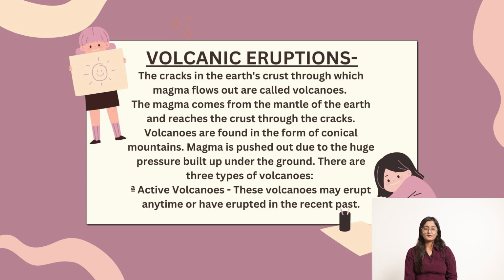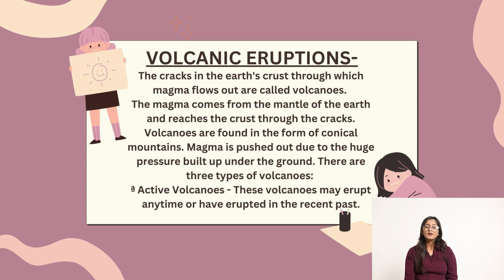Volcanic eruption. The cracks in the earth's crust through which magma flows out are called volcanoes. The magma comes from the mantle of the earth and reaches the crust through the cracks. Volcanoes are found in the form of conical mountains. Magma is pushed out due to the huge pressure built up under the ground. There are three types of volcanoes.